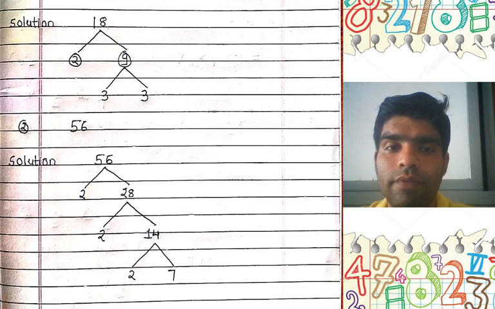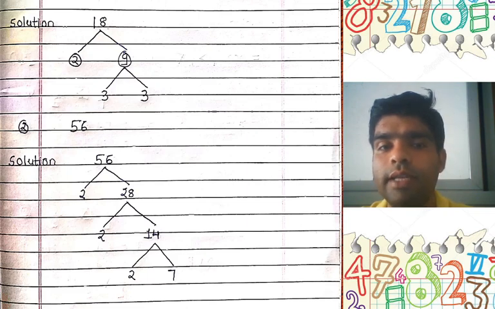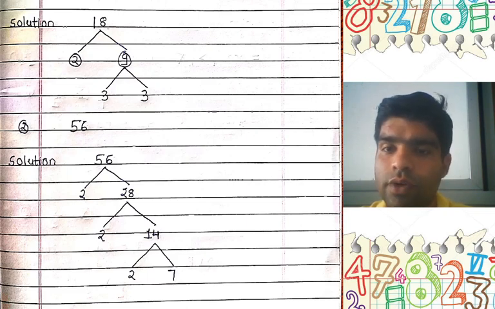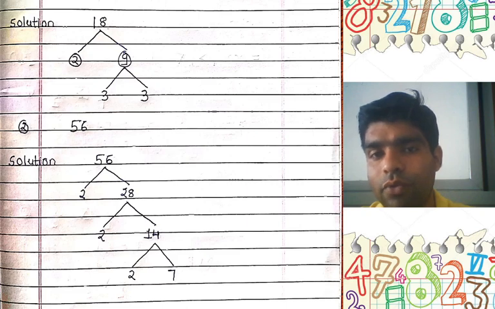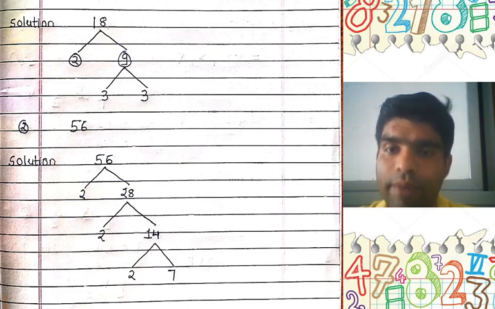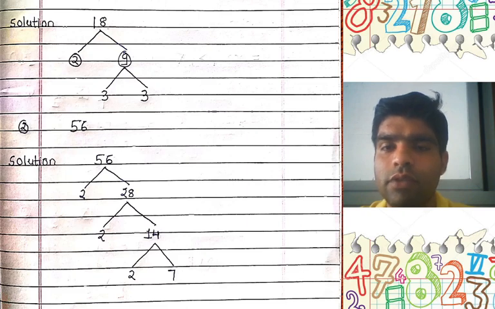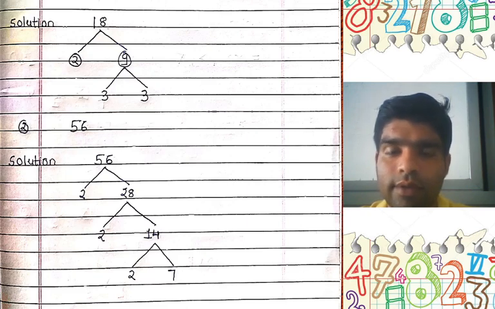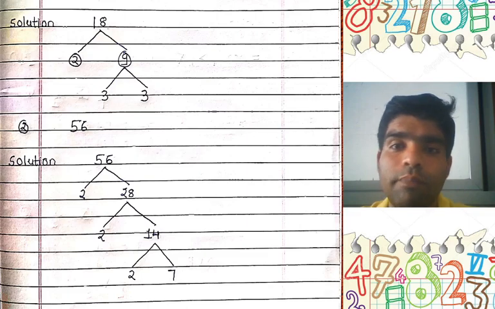Now the second example, 56. Here will be 56. You can also write it as 2 multiplied by 28, because 2 multiplied by 28 is 56. Also 28 can be written as 2 multiplied by 14, because 28 divided by 2 is 14. And 14 can be written as 2 multiplied by 7, and 2 and 7 are both prime numbers. This is the way we have to solve the prime factor tree.